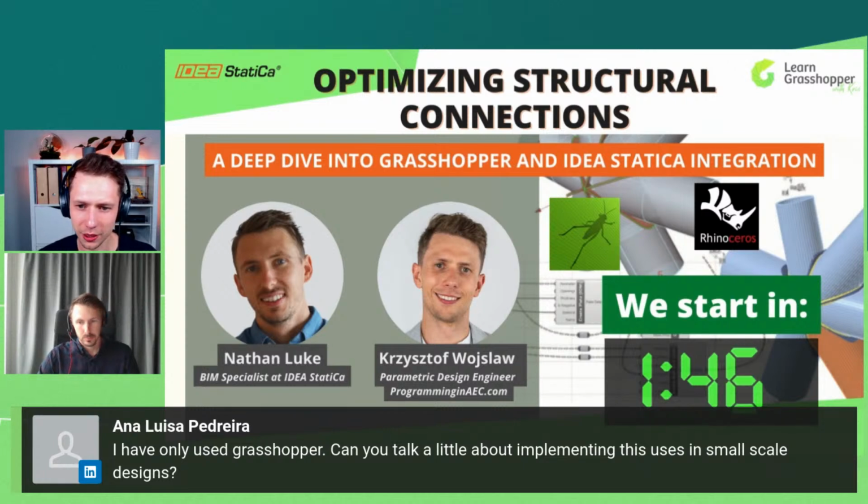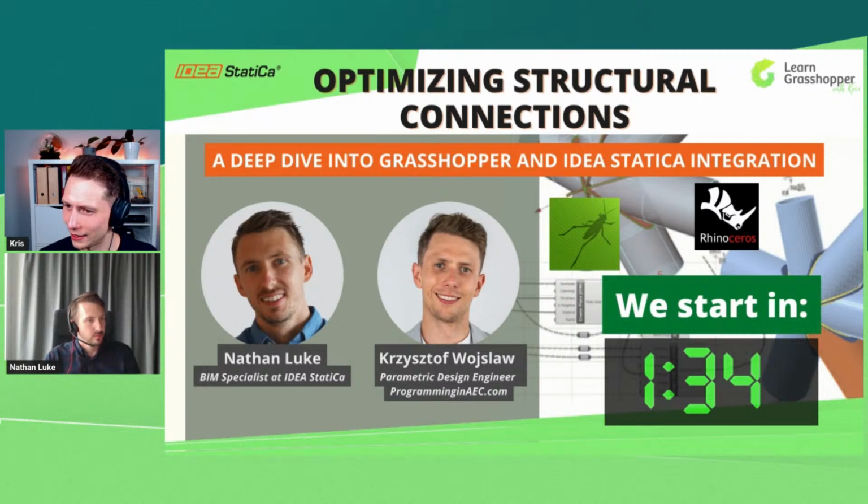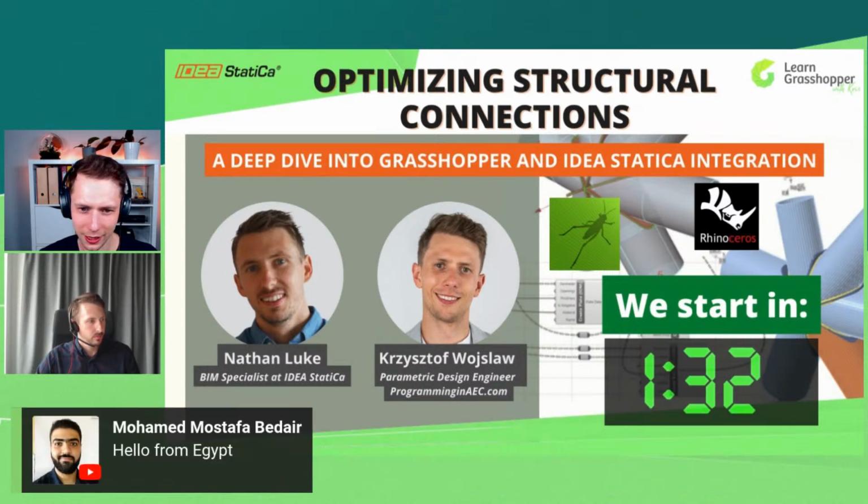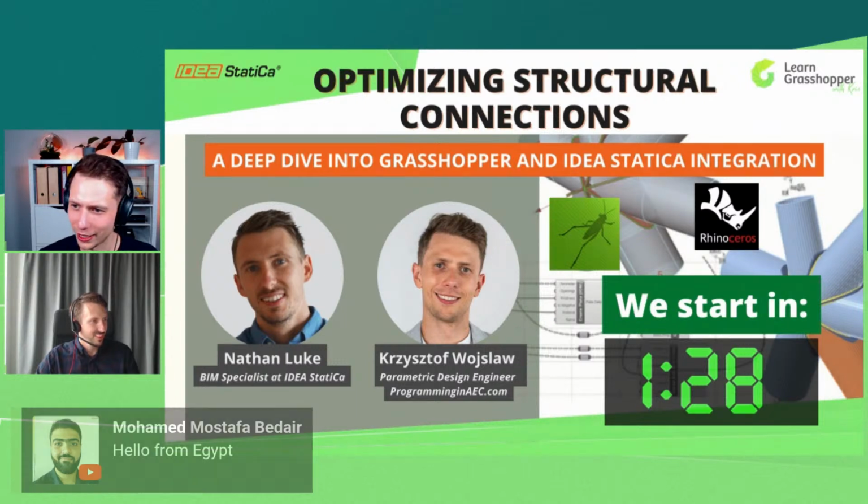Let me see. Anna. Hi, Anna. I have used Grasshopper. Can you talk a little bit about implementation, these uses in small scale designs? Actually, we are going to talk about small designs with Nathan as well. Let me see. We have Anthony. We have Mohammed. So yeah, lots of people today.